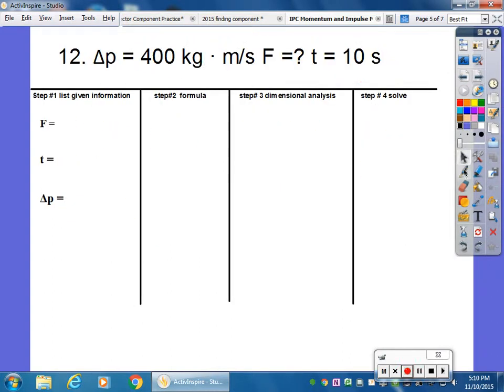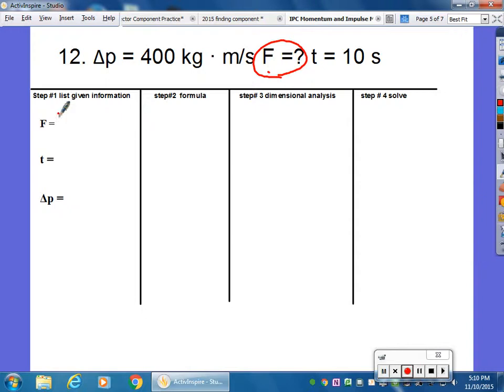And yes, in question 12, it asks us for force, and again, you'll be responsible for 10 and 11. So we solve for force, question mark by the force, it gives us a time of 10 seconds, it gives us a momentum of 400 kilograms times meters per second, and you're going to end up with a Newton. So here we go, the formula for that.